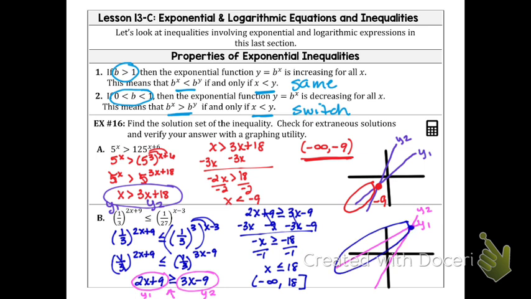So I find the intersection, which is going to be at 18. And I know it's from 18 all the way to the left, so all the way to negative infinity. So negative infinity to 18. 18 is included because my inequality symbol has an equal to.